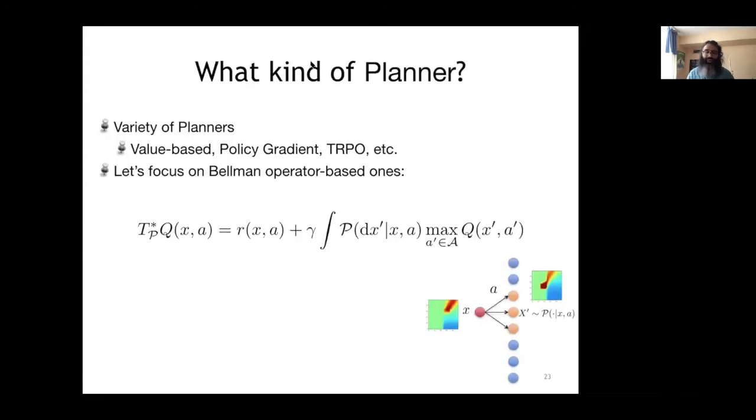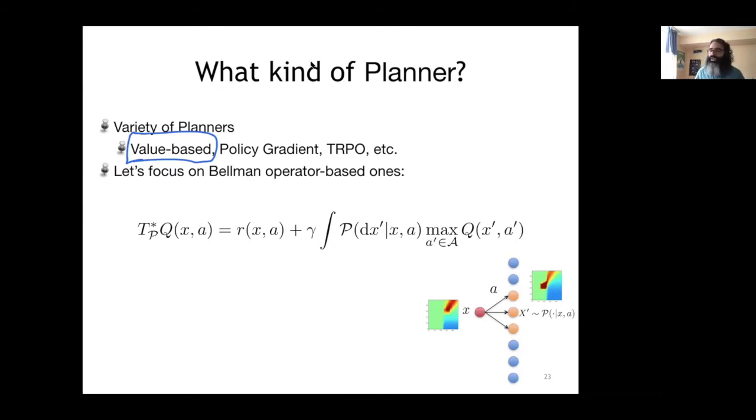So what kind of planners? You have seen many. We have seen value-based methods. In the last 2 lectures, we have seen policy search methods like policy gradients. I briefly mentioned TRPO, but that's a variant of the policy gradient type of method, so it's still a policy search method. So let's focus on value-based ones. For value-based ones, there are different ways, of course, to get the value function, but many of them are based on application of the Bellman operator. They use the Bellman operator in order to gradually improve their estimate or approximation of the value function.